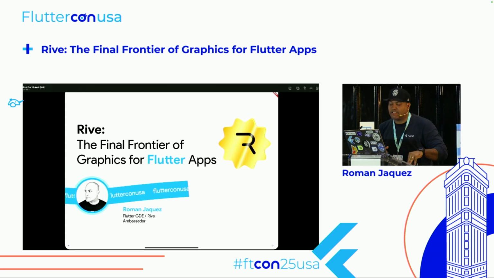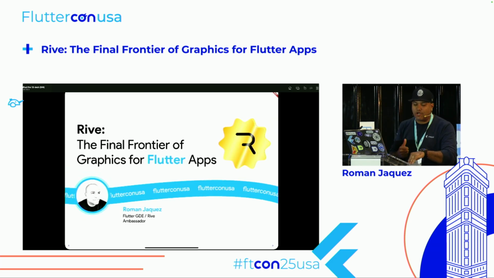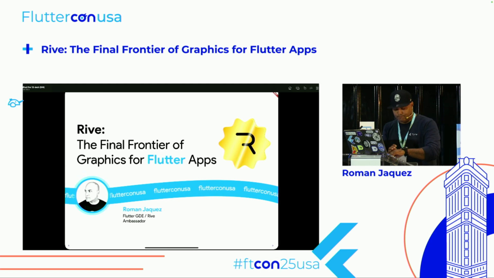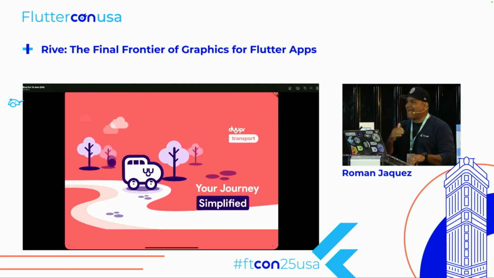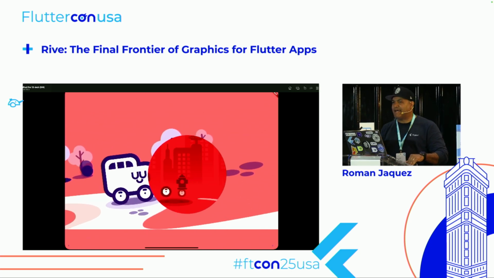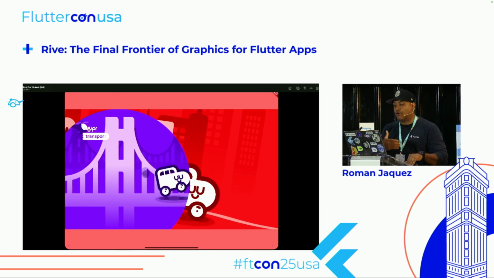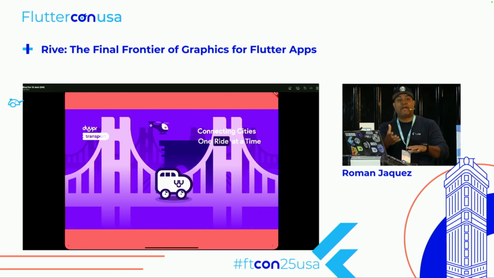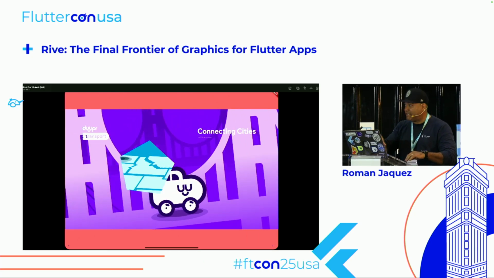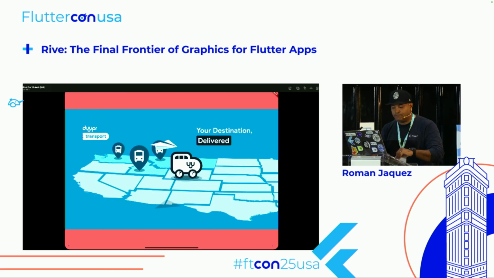So we're going to be discussing Rive as the final frontier for graphics in Flutter. And I'm going to go to the next slide. So basically, animations are no longer just aesthetics. They are a very crucial part of guiding user interaction, providing feedback, and boosting interactivity, just like you can see right now.